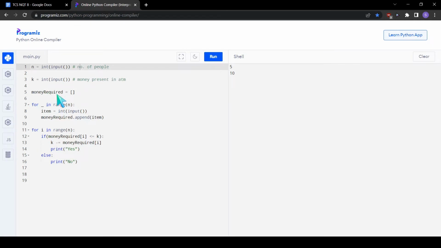And now this is the list of people that want money, and we will fill this list using these 3 lines. Throughout this playlist I have used a similar syntax to fill the array, and I think you should stick with this syntax. We will loop from 0 to n, n being the number of people, and then we will take an integer as input and append it to the list.